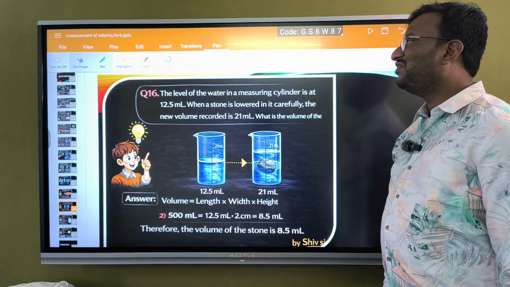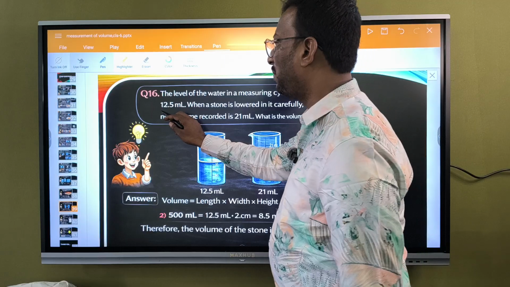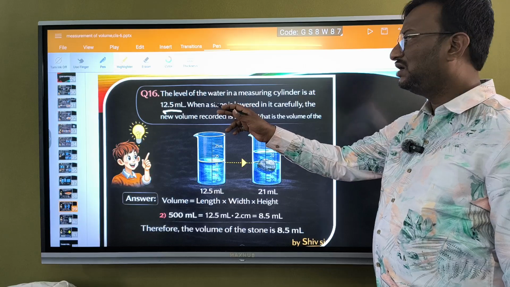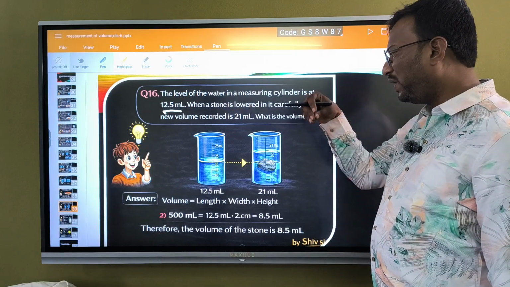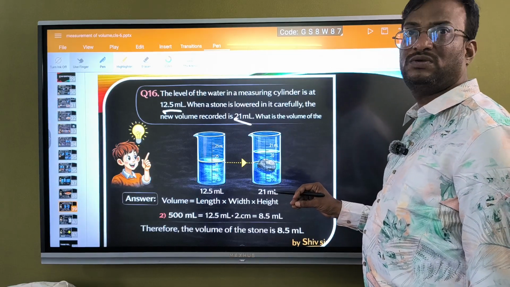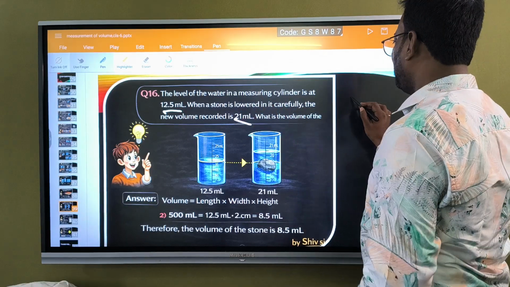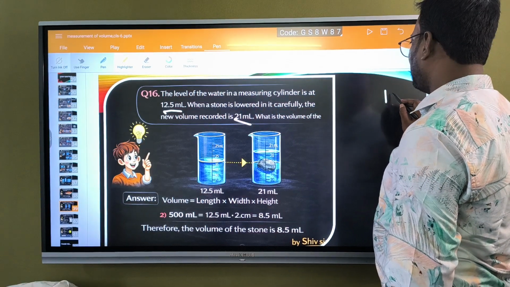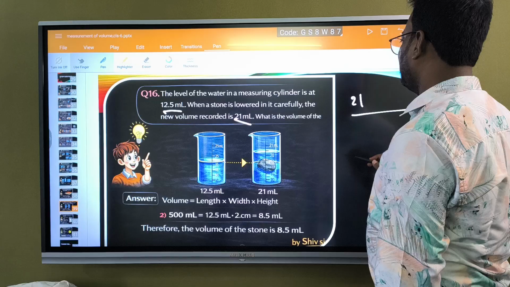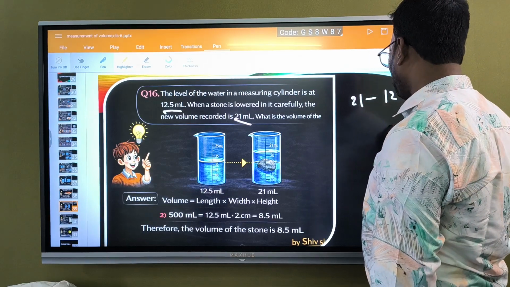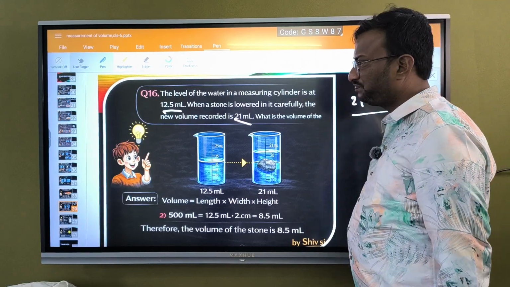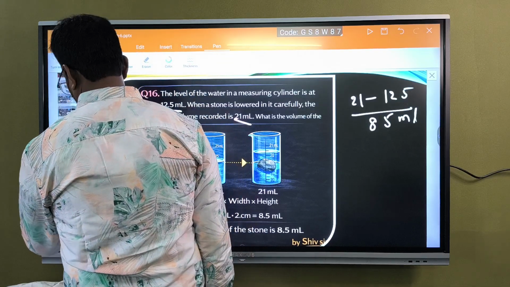16th question. Next one, there is a measuring cylinder. At first, the level of water is 12.5 milliliters. When a stone is lowered carefully, the volume reading is 21 milliliters. What is the volume of the stone? You just subtract 12.5 from 21. It will be 8.5 milliliters. 21 minus 12.5 will give you 8.5. Likewise, we can calculate.